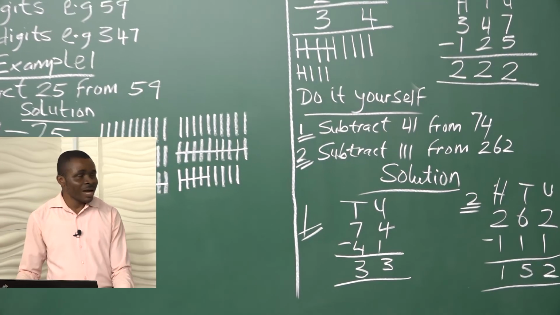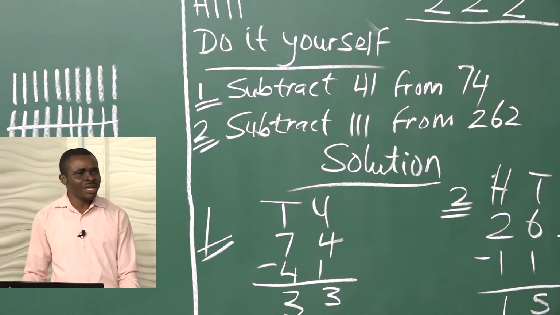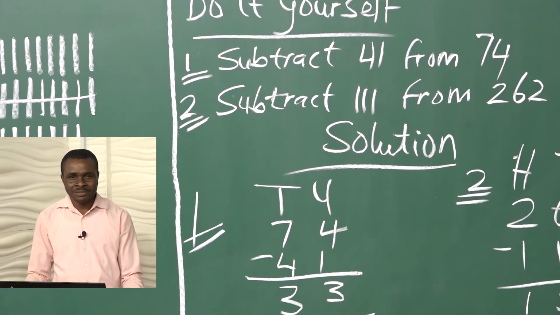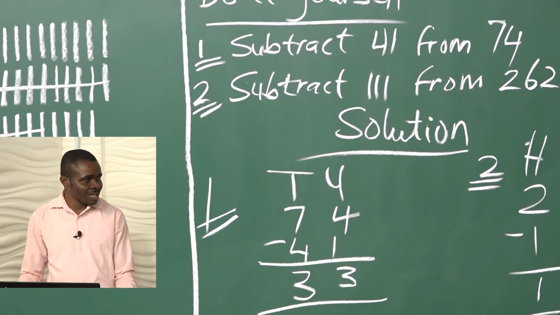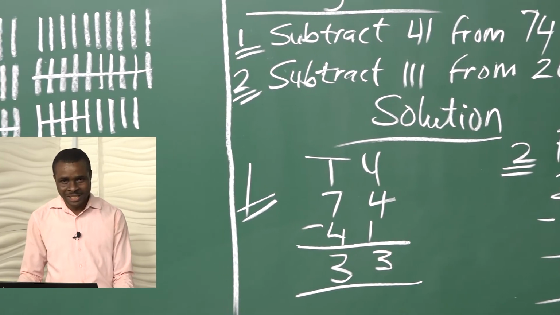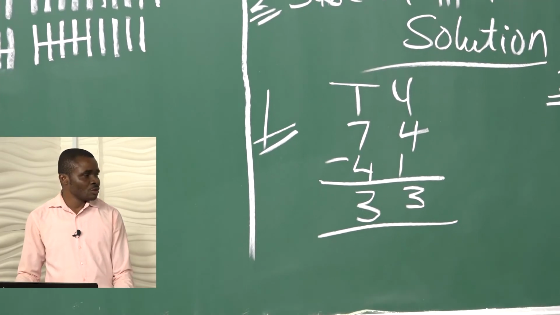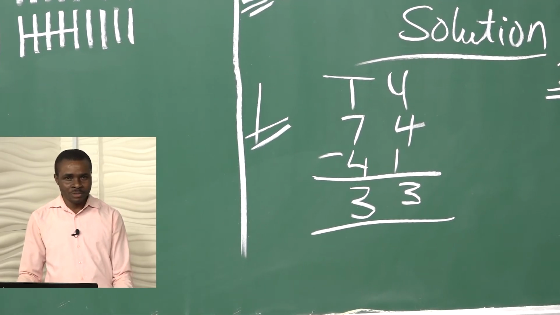The first one, you have to subtract 41 from 74. How many digits are involved in this? Are you thinking of 3 digits or more than 3 digits? This is just 2 digits. 2 digits are involved, so you should be using T and U. T for tens and U for unit.